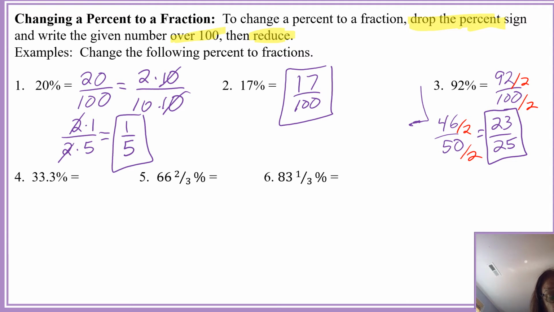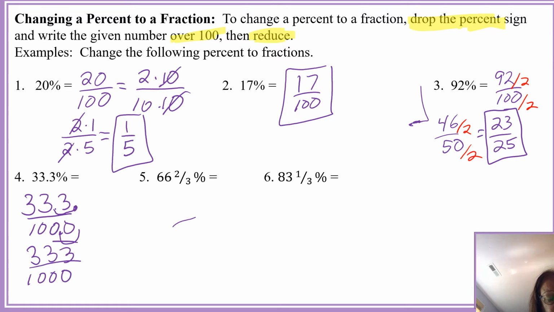Now 33.3 over 100. Well, I need that to get rid of the decimal. So the only way I can do that is to multiply by 10, which moves that decimal. But I have to do it on the top and the bottom. So now I have 333 over 1,000, and that's my final answer.